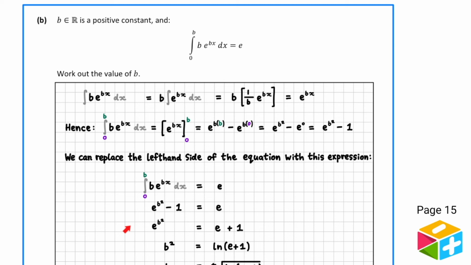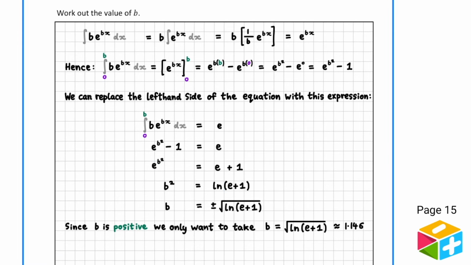The inverse of a power base e is a logarithm base e. So the next step is to take log base e of both sides. ln is shorthand notation for log base e.